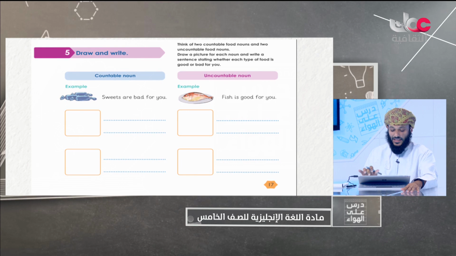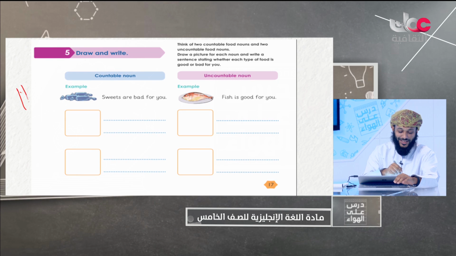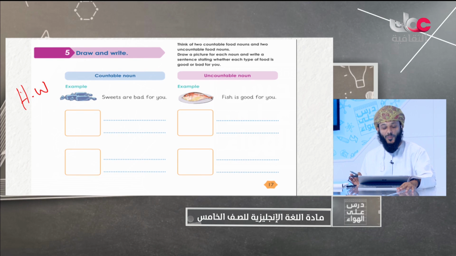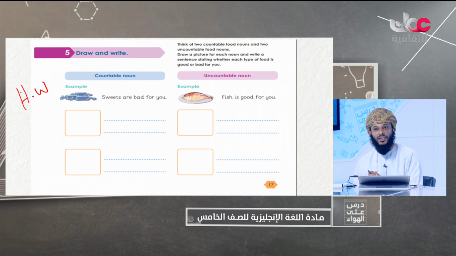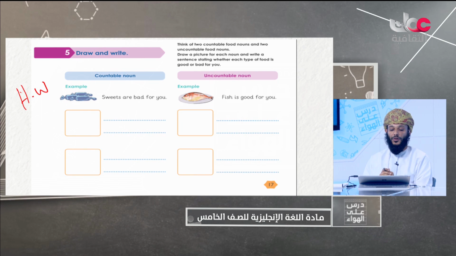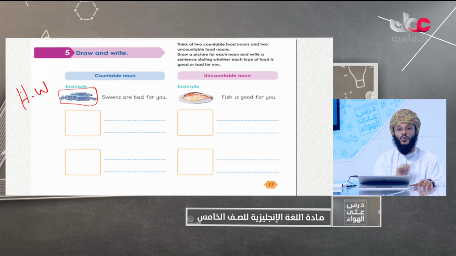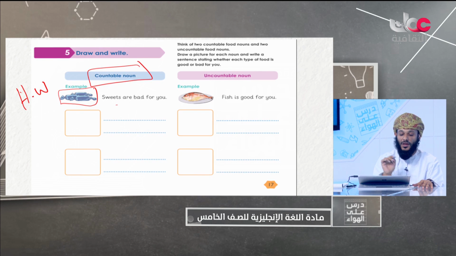Now, the last activity for today, draw and write. And of course, it's your HW. What's the meaning of HW? Homework. Draw and write. Think of 2 countable food nouns and 2 uncountable food nouns. Draw a picture of each noun and write a sentence stating whether each type of food is good or bad for you. Like this one. Here we have a picture of sweets. Now, sweets are bad for you, because here we have countable nouns. Sweets are bad for you.